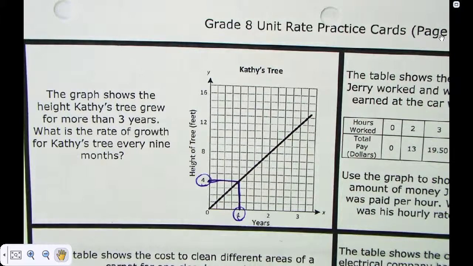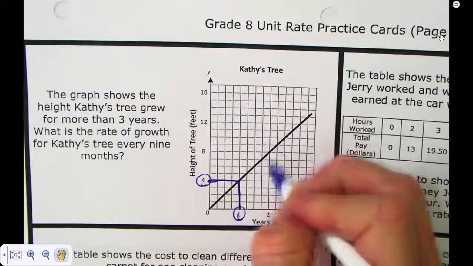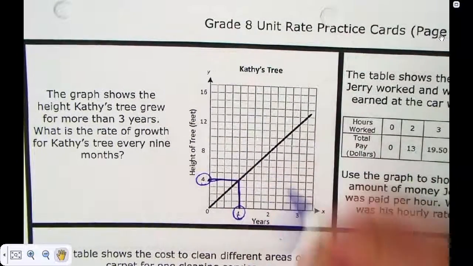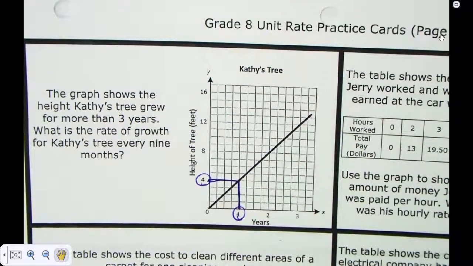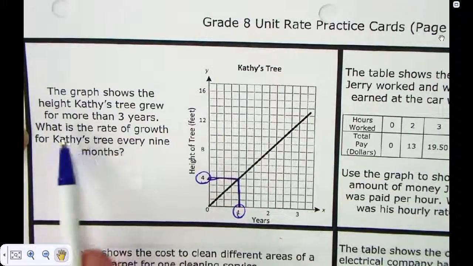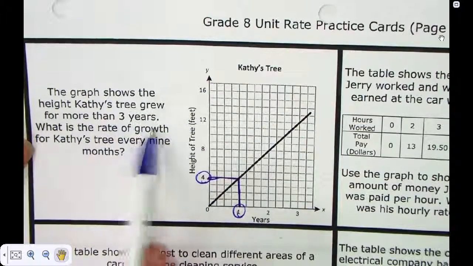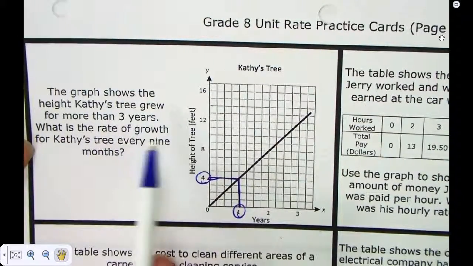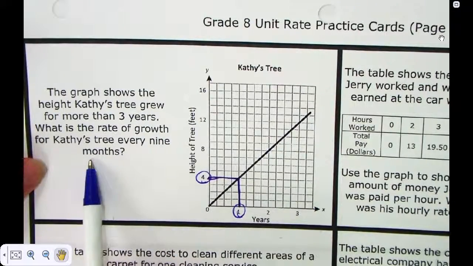Does everybody understand how we got the unit rate now? Since it's proportional, you can do the slope. We could have done the slope. We could have done the rate of change, changing y over changing x. Okay. Now, though, let's go ahead and read the question.